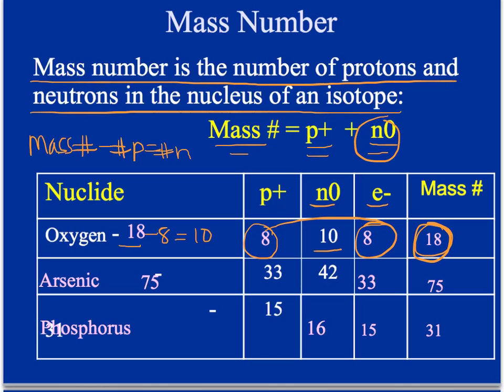So let's look at arsenic. Arsenic has a mass number of 75, and it has an atomic number of 33, and so we can say that there's 33 electrons and then 42 neutrons. So again, if I go 75 minus 33, this gives us 42, and that's our number of neutrons here. Go ahead and just look over phosphorus for yourself here.